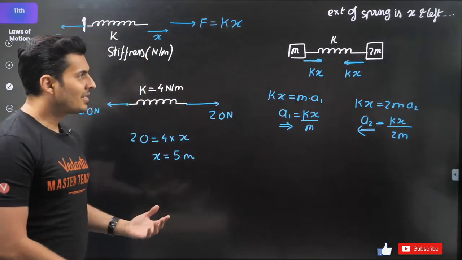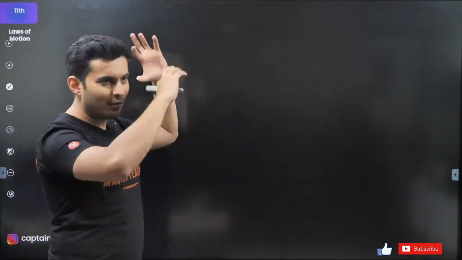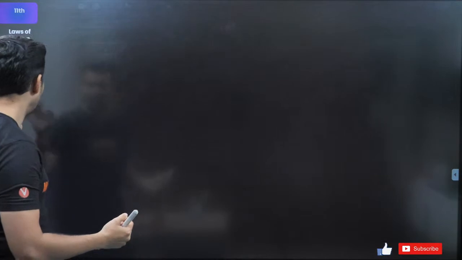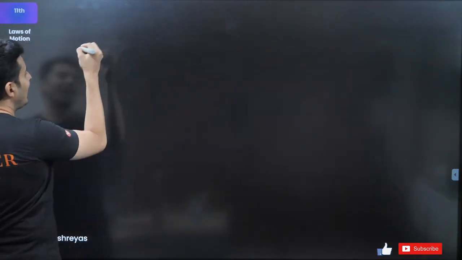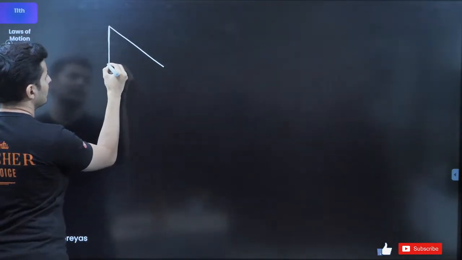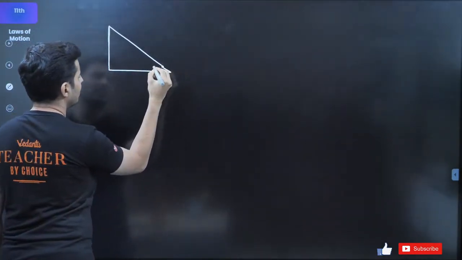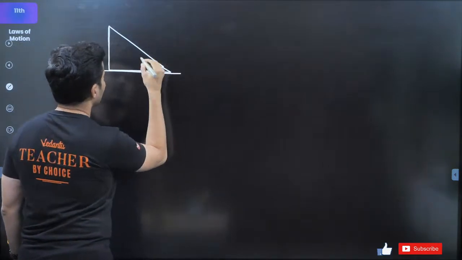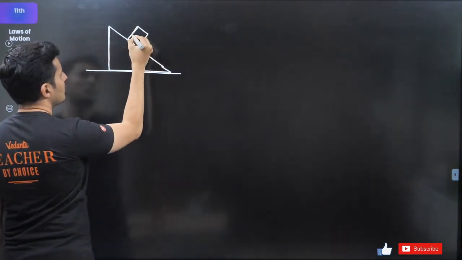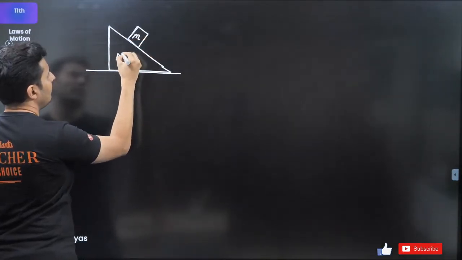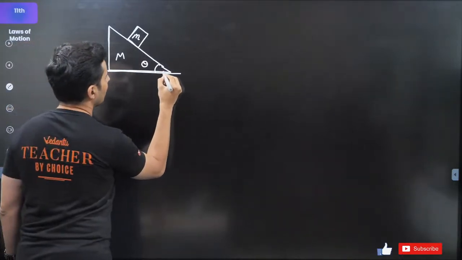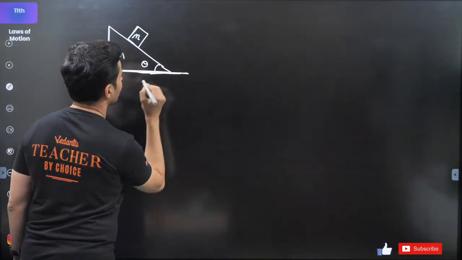Awesome. Now, what if I make a very new different kind of question of free body diagram? It's a beautiful question. Let's try to solve this. Just imagine I have a wedge like this, and on that there is this mass, small m, this is capital M, this is your theta, all right? There you go, something like this.